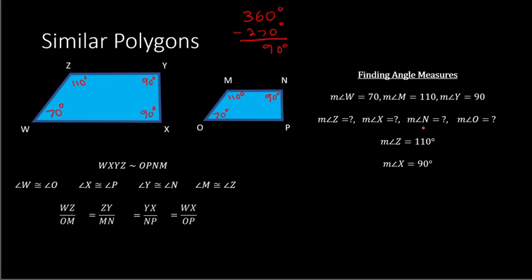Measure of angle N, we found as well to be 90. So angle N is 90. And then measure of angle O, we found to be 70 degrees. So we have found all the different angles. And if we wanted, we can find angle P. Angle P would also be 90 because angle X over here is 90. So that's how you can work with angle measures with similar polygons.